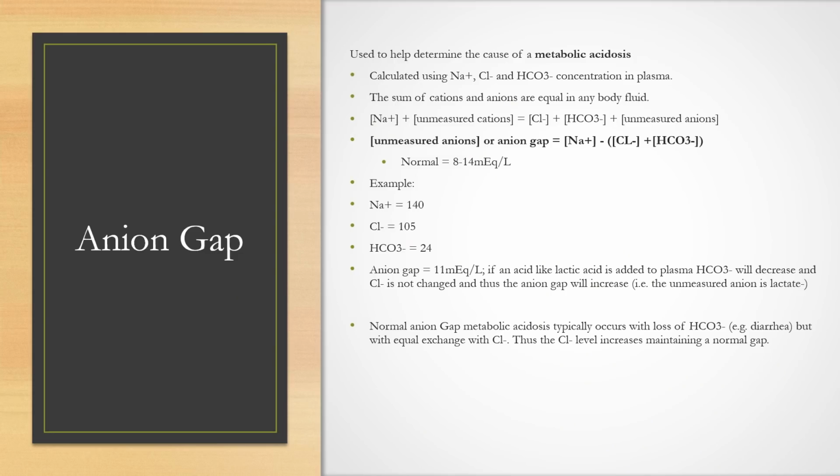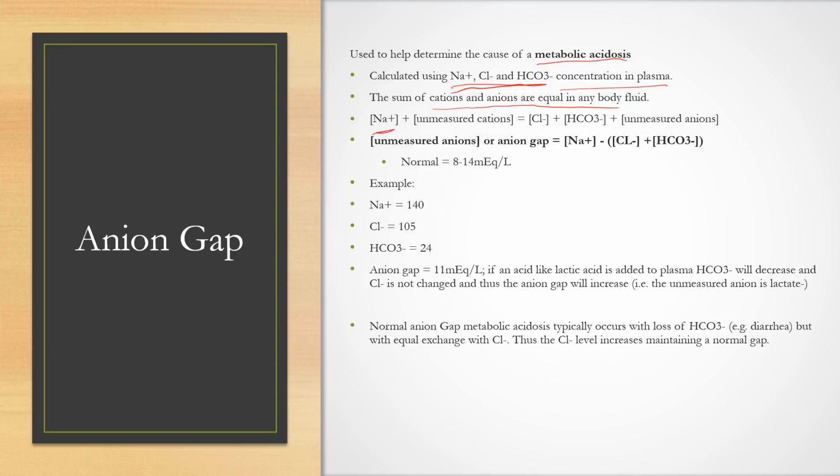Now, anytime we have a metabolic acidosis, we have to consider what we call an anion gap. An anion gap is just simply something that we use to help us make up a differential for what might be causing metabolic acidosis. And there are many different things. So what we do is we actually calculate it using sodium, chloride, and bicarb. We take those concentrations in the plasma. The sum of the cations and anions are equal in any body fluid, because we have electrical neutrality in our extracellular fluid there. So the number of cations and anions should equal one another.